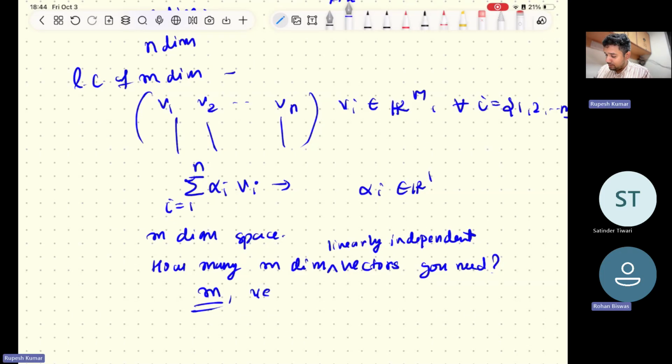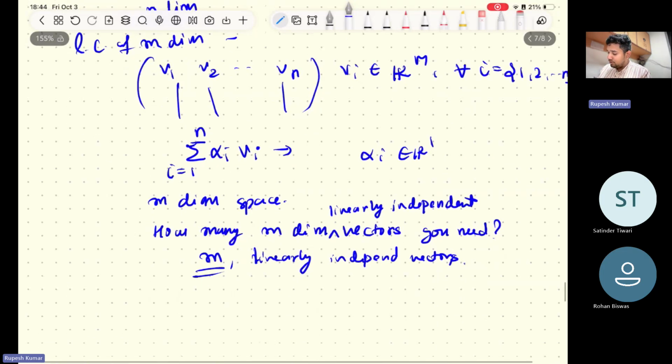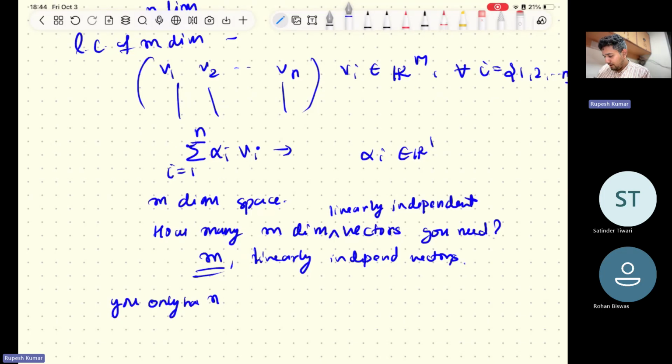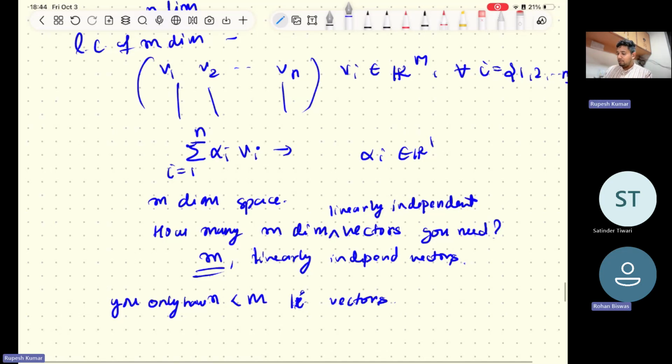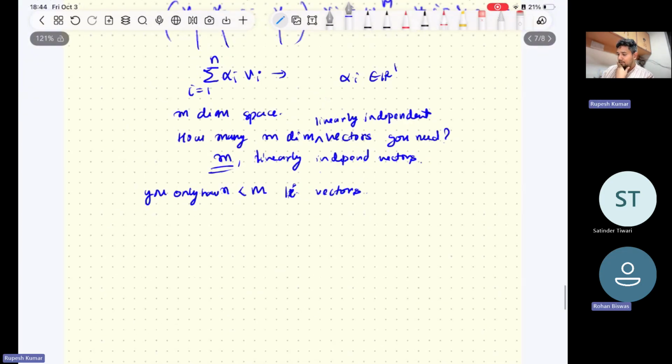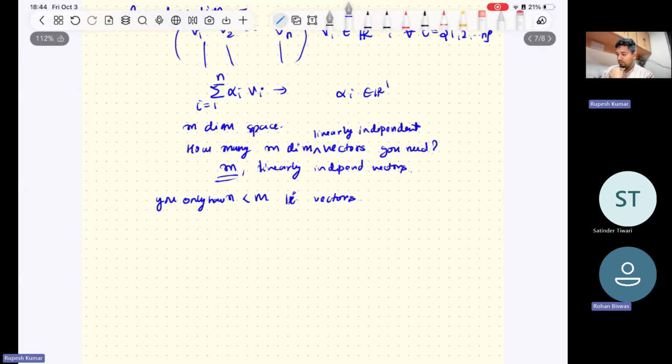You need m linearly independent vectors, and since you only have n, which is less than m, linearly independent vectors, there will be vectors that lie in the column span and there will be vectors that won't. So you have the possibility of both not having a solution and having solutions.